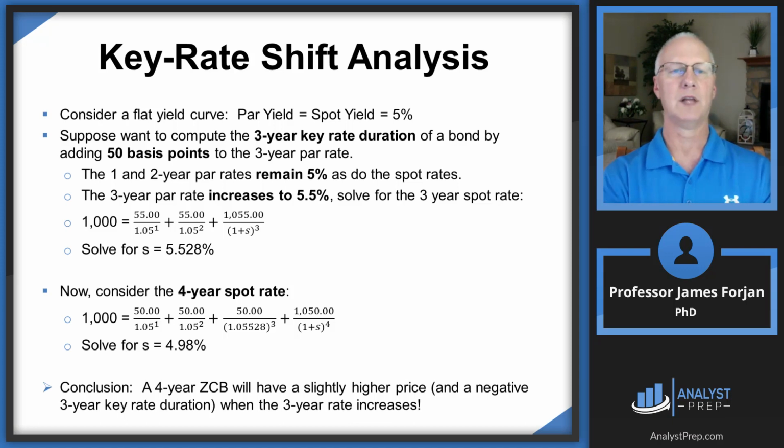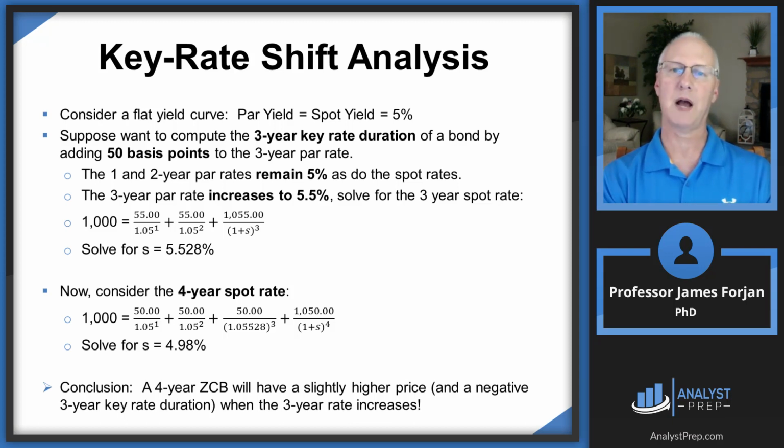So think about that flat curve going all the way from 0 out to 30 or 50 or 100. There's talk these days that the U.S. government should issue 100-year Treasury bonds. So you've got this flat yield curve. Let's suppose that we identify a 3-year key rate, and we want to know what that 3-year key rate duration of a bond is. And what we're going to do is add 50 basis points to the 3-year par rate.